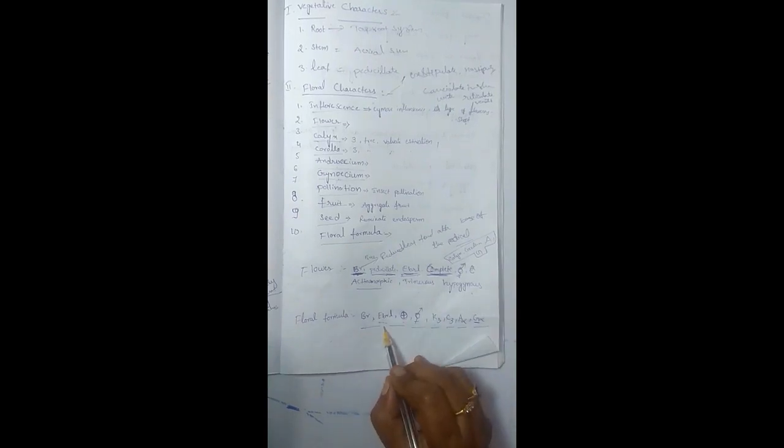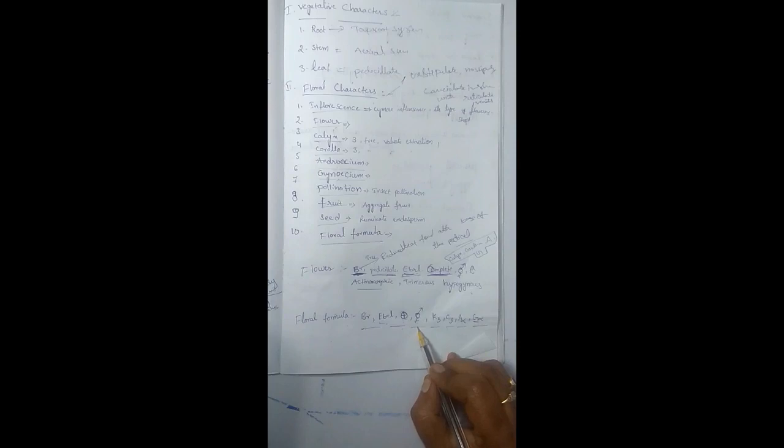Floral formula of the Annonaceae family: bracteate, ebracteolate, actinomorphic flower, bisexual, K3 means sepals are 3, C3 petals are 3, androecium is indefinite, and gynoecium is indefinite, with hypogynous flower.